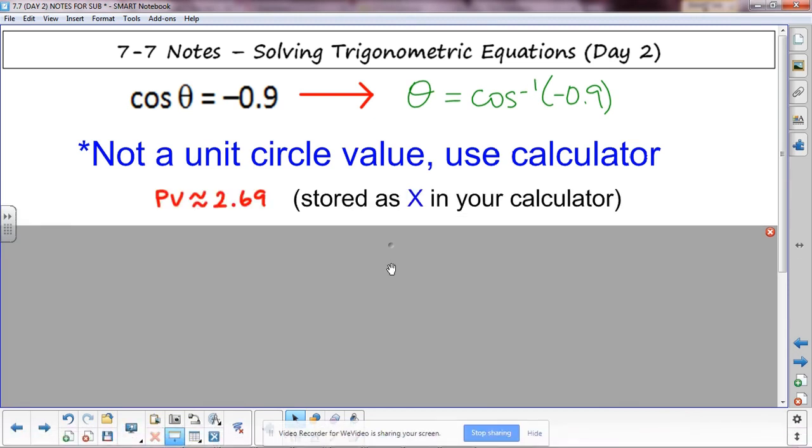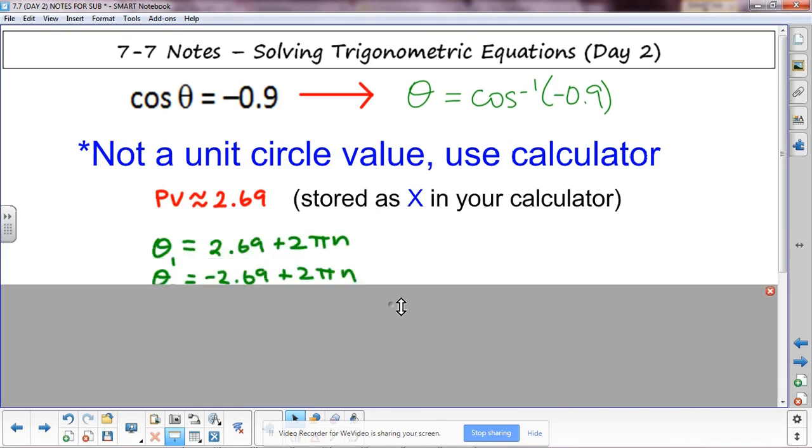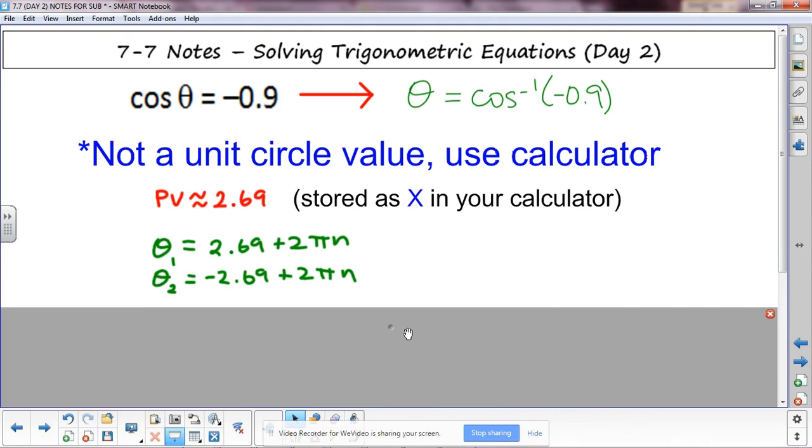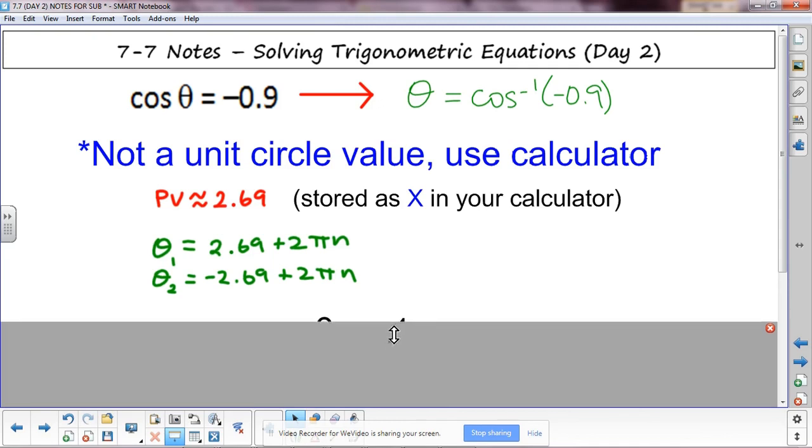I wrote down the PV. So remember, whenever you have an inverse cosine, you go straight to the principal value. Again, we did that in the calculator because it's not from the unit circle, and I stored that as X. Then we're going to write our two general solutions. Cosine, remember, is PV plus 2 pi n and negative PV plus 2 pi n. So you should write 2.69 plus 2 pi n and negative 2.69 plus 2 pi n. Remember, though, it is not exactly 2.69. It's approximately, and that's why we stored it. You always want to have the exact answer stored in your calculator.